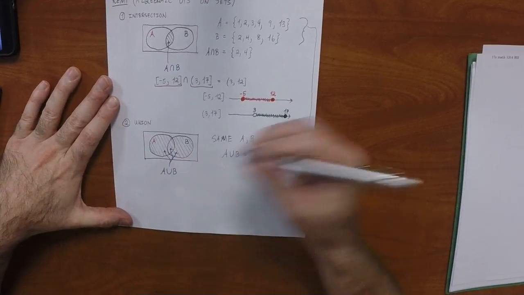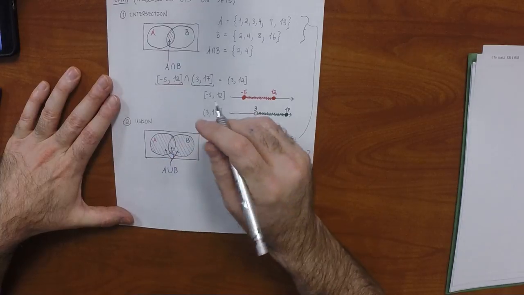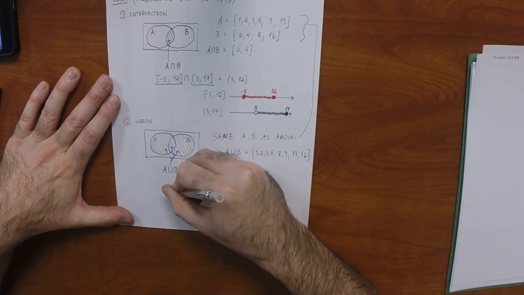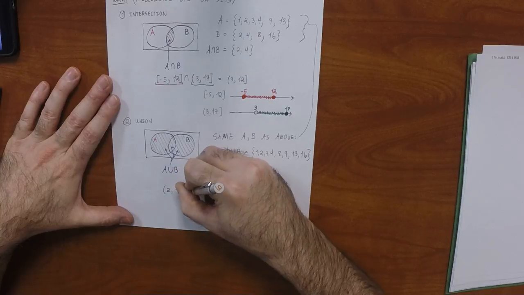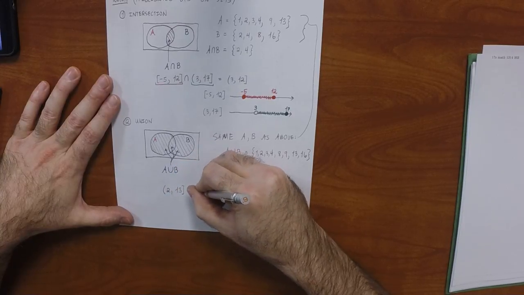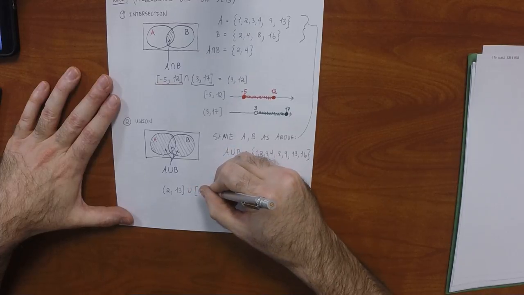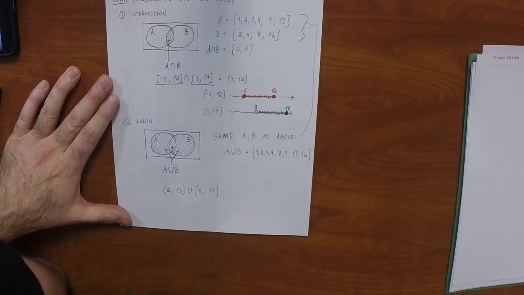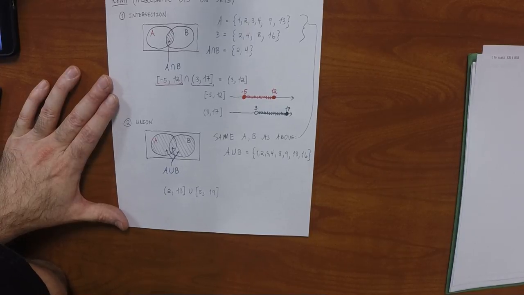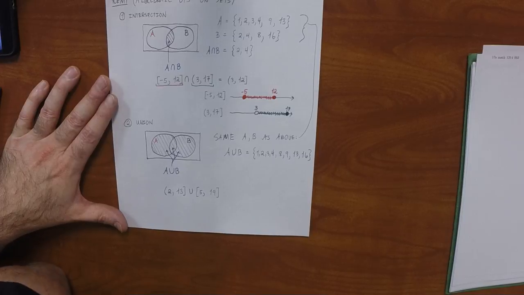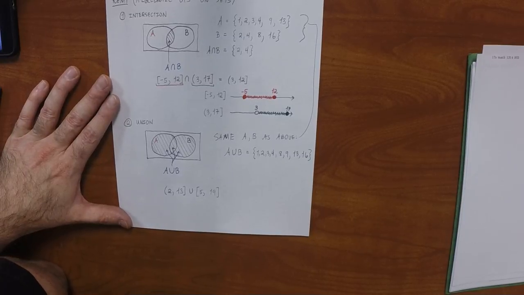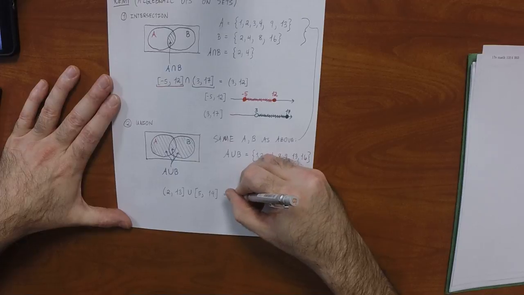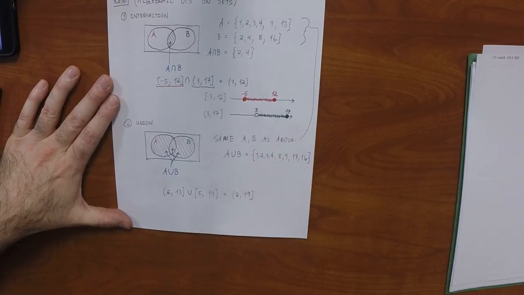So similarly, let's do it like this. 2 to 13, union, 5 to 19. So some of you are able to do it in your head. I think that's terrific. Can you tell me what the answer is? 2 to 19. Open the 2 and close the 19. Very good.